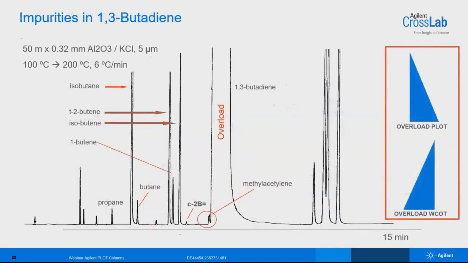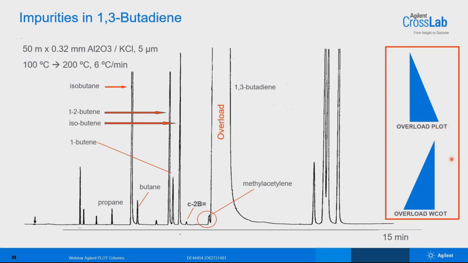This is how overload on alumina looks. It's the analysis of impurities in butadiene. Now the matrix butadiene is obviously present in high amounts, and therefore its peak shows an overload profile. It looks like a triangle with an almost 90-degree angle at the front and some sort of tail at the back end. The reverse of an overload profile on a liquid phase type column.